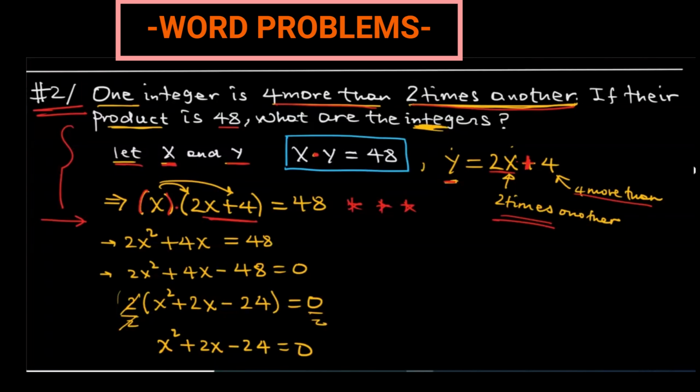After that, all I have to do is use the distributive property. x times 2x is 2x squared, and x times 4 is 4x, equal to 48. Now let me rearrange this into standard form. Subtract 48 from both sides, so that's 2x squared plus 4x minus 48 is equal to 0. Great. Now I have 2 here, so I can factor out 2 outside: 2 times the quantity x squared plus 2x minus 24. That can give me back the original one.